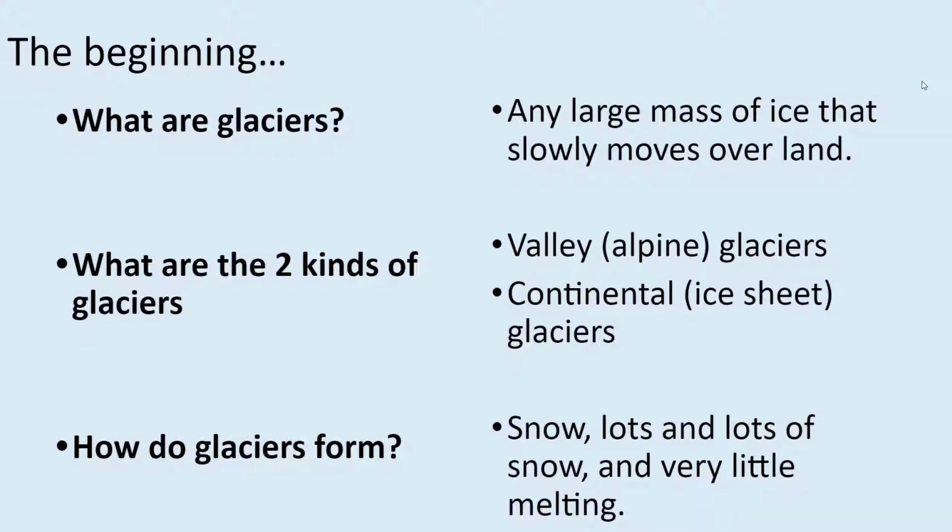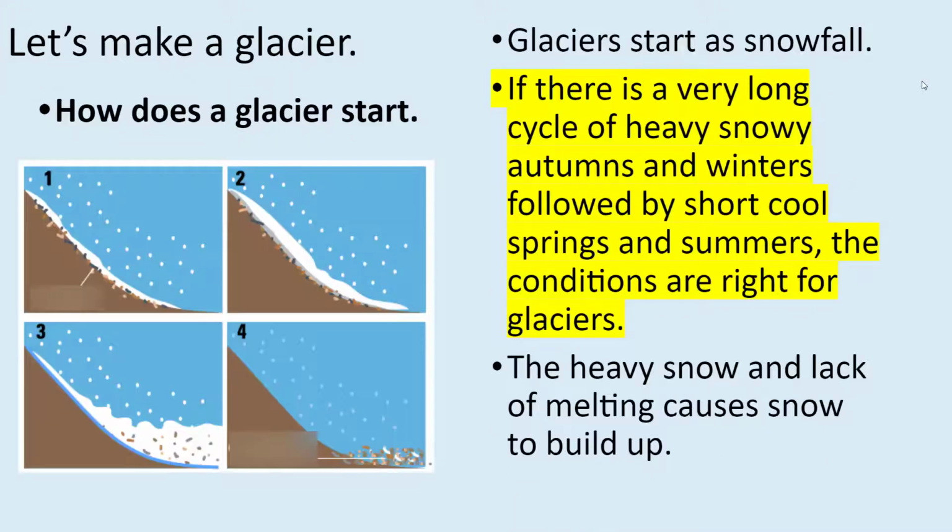They're any large mass of ice that slowly moves over land. There are two kinds of glaciers. Valley or alpine glaciers is one, and continental or ice sheet glaciers are the other kind of glaciers. And how do they form? Snow. Lots and lots of snow and very little melting, and that's kind of the key. So let's make a glacier. How do they start? Again, you guys, glaciers start out as snowfall.